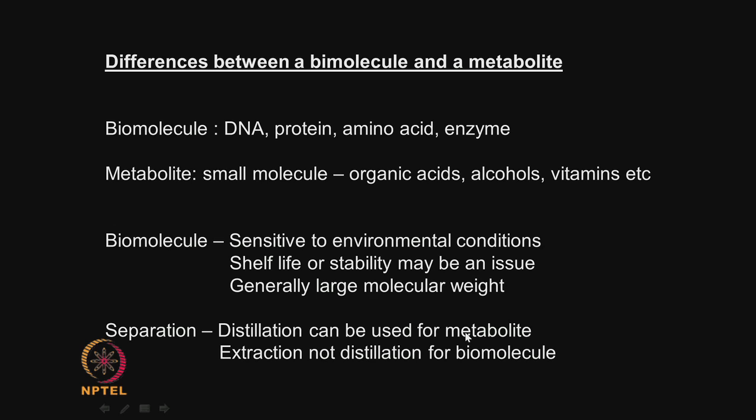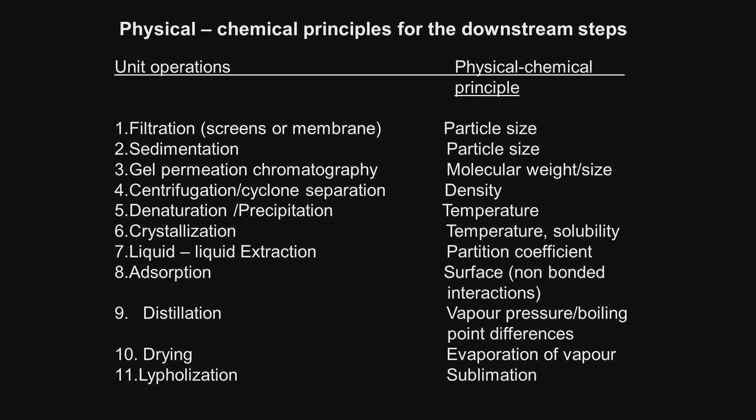So, for metabolites we can use distillation to separate, like ethanol and acetic acid, whereas if I am having a biomolecule, they are very temperature sensitive, thermally labile. So, we have to resort to extraction and not distillation. That is the difference between a biomolecule and a metabolite. There are many principles by which each of the downstream steps works, and the next two slides show them.